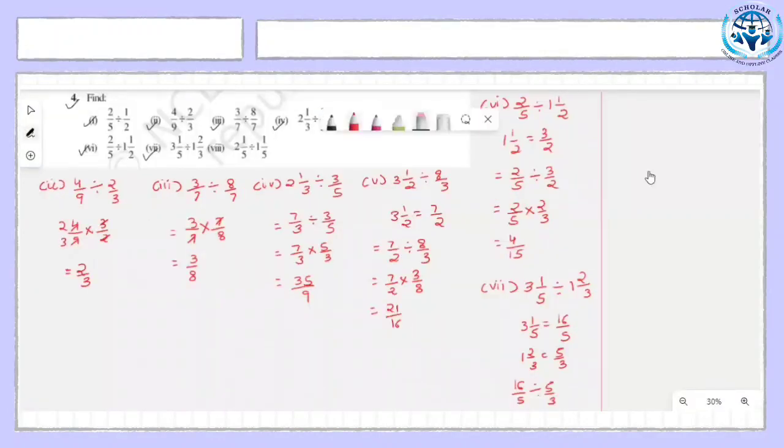Do the next one in the same manner. Convert the mixed fraction into improper fraction and solve by inverting the fraction after division.